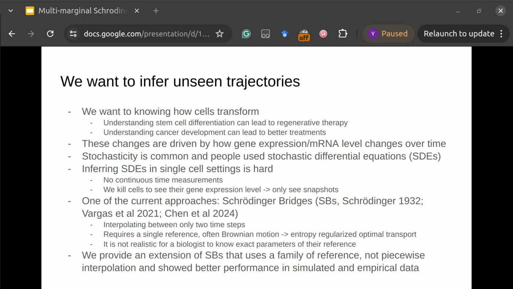Not necessarily. So what we do here, not only us, and apparently I figured out yesterday that Stephen also came up with this idea, and we almost did it at the same time. We provide an extension of Schrödinger bridges. We handle multiple time snapshots, and we learn the reference on the fly by an iterative procedure, not only fixing the reference in the beginning, so that this method can interpolate beyond piecewise interpolation, and it showed better performance in both simulated and real data.